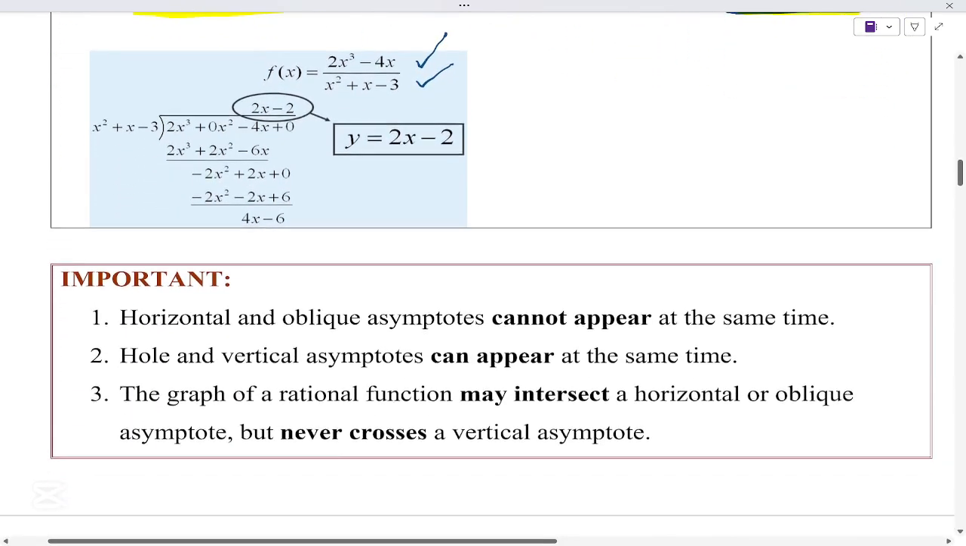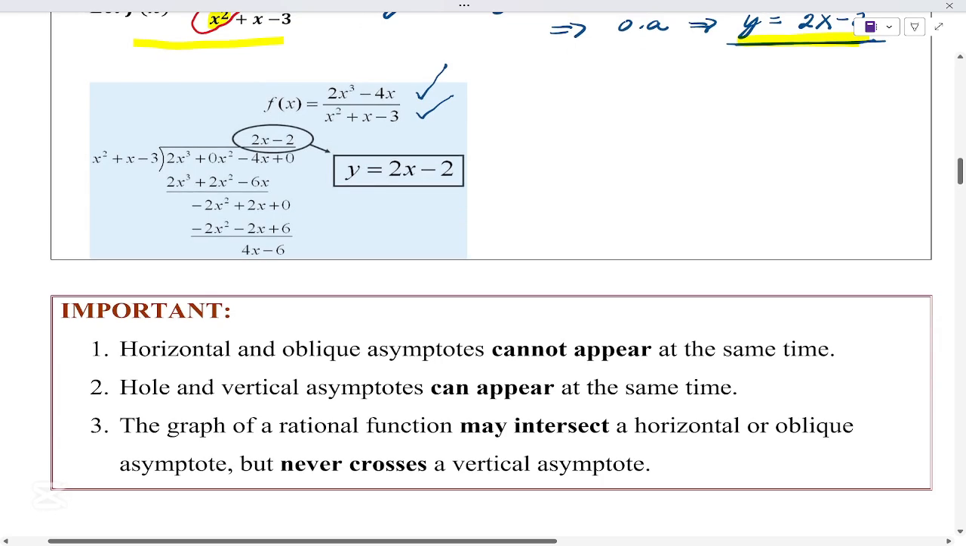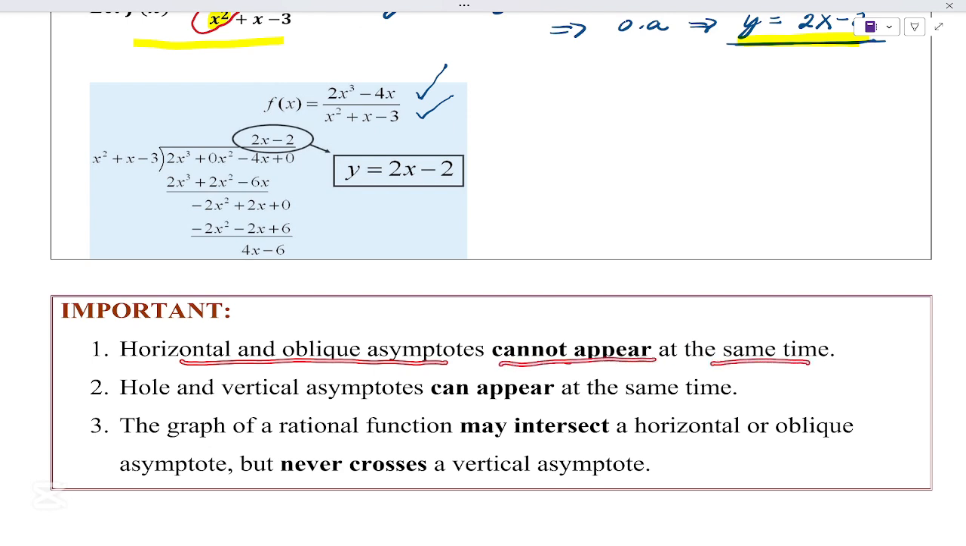As an important note, we can say that horizontal and oblique asymptotes cannot appear at the same time, as you can see in the three cases. Second, a hole and vertical asymptotes can appear at the same time. And the last, the graph of a rational function may intersect a horizontal or oblique asymptote, but never crosses a vertical asymptote.